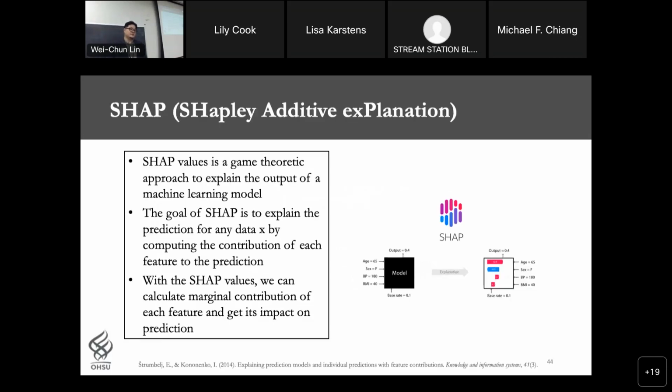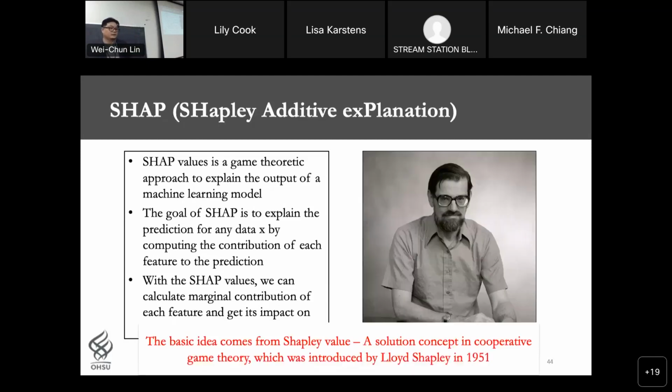SHAP value is a theoretical approach to explain the output of a machine learning model. The goal of SHAP is to explain the prediction of any data point x by computing the contribution of each feature to the prediction. With the SHAP value, we can calculate the marginal contribution of each feature and get its impact on the prediction. The basic idea comes from the Shapley value. It's a solution concept in cooperative game theory, which was introduced by Lloyd Shapley in 1951.